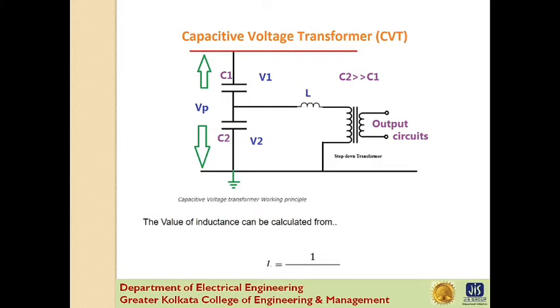Now, what is the working principle of CVT? CVT is working under the principle of potential divider. It consists of two capacitors to form a potential divider, a line reactor and a step down transformer. Here the line reactor is used to compensate the capacitor's phase shift. The value of inductance is adjustable.